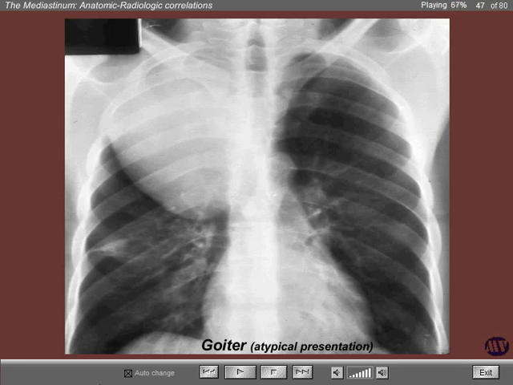They classically displace the trachea to the right or to the left. Occasionally the thyroid masses interpose between the trachea and the esophagus, and sometimes they are quite large and project inside the thoracic cavity, mimicking, like in this case, a lung or pleural tumor.